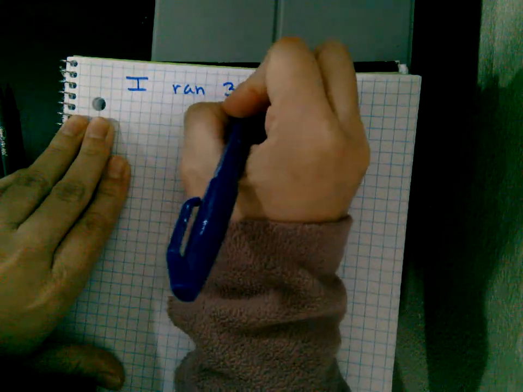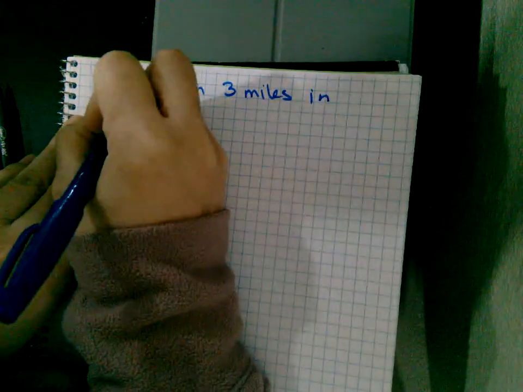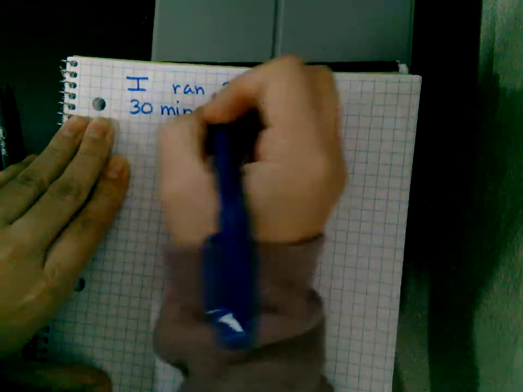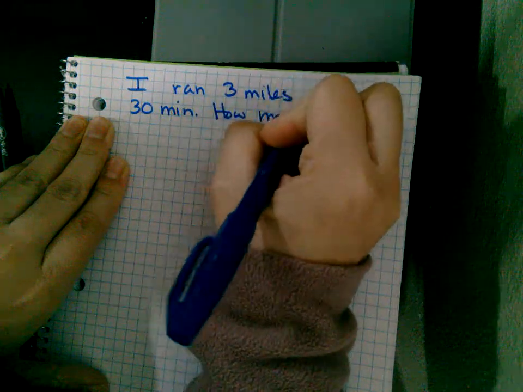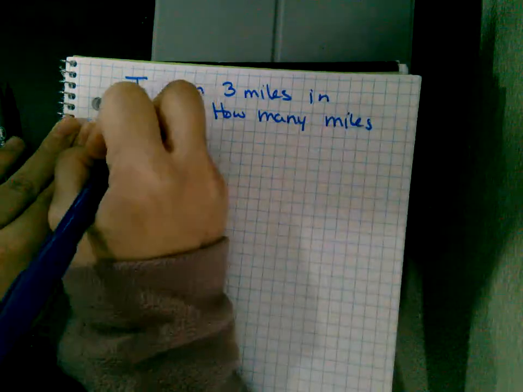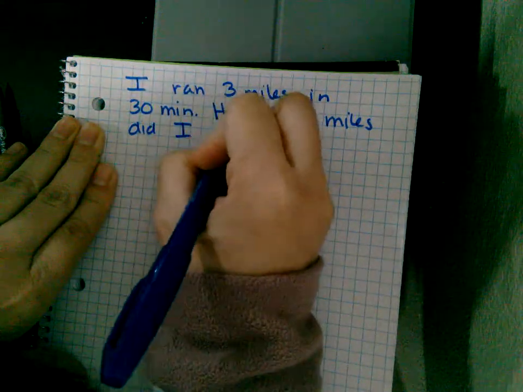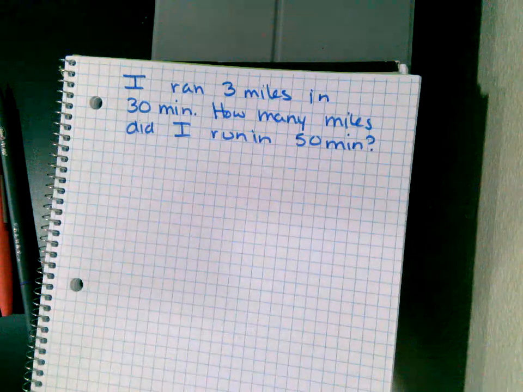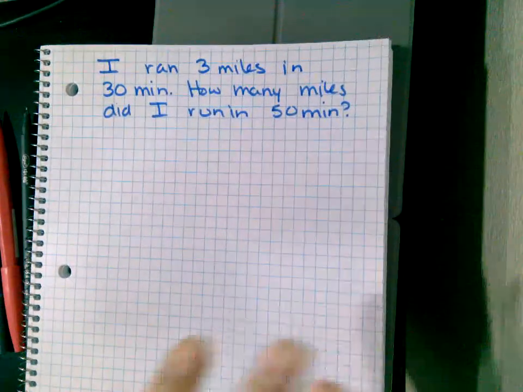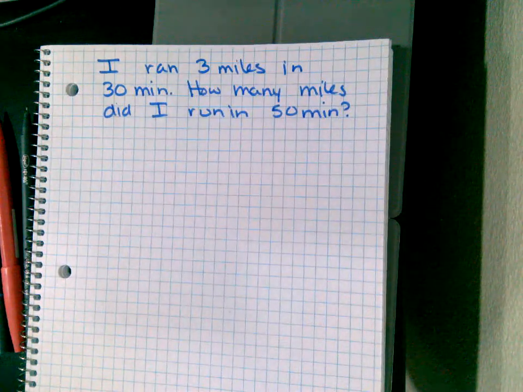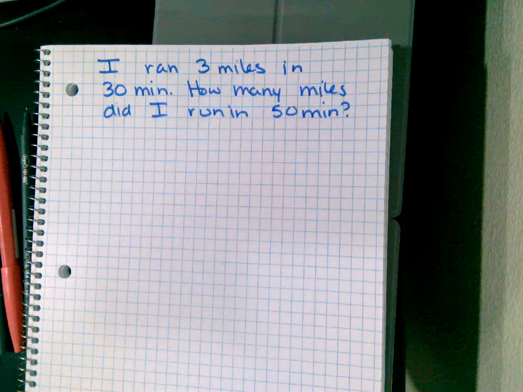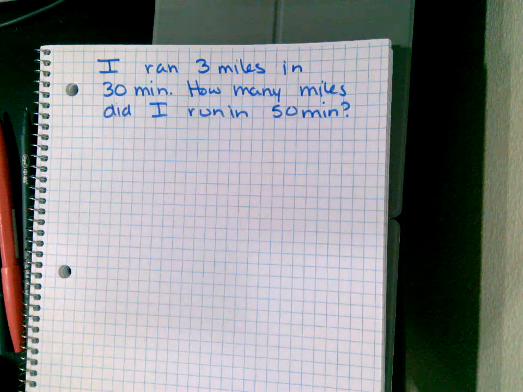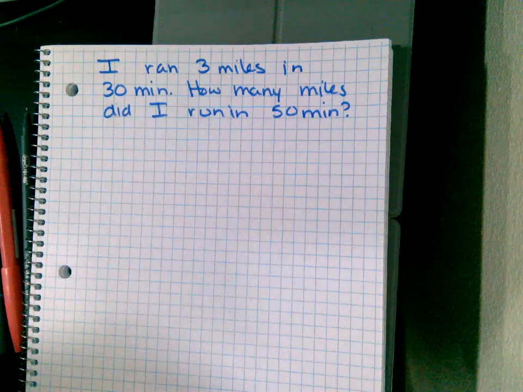I ran 3 miles in 30 minutes. How many miles did I run in 50 minutes? Okay, let's do this one. Should be fast. I ran 3 miles in 30 minutes. Nice, easy pace, guys. If you're in Run Strong, I'm pretty sure you run faster than me. How many miles did I run in 50 minutes? I mean, if I can run 3 miles in 30 minutes, I would be proud of myself.